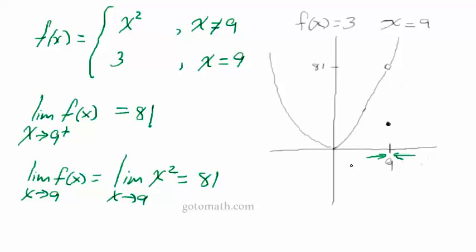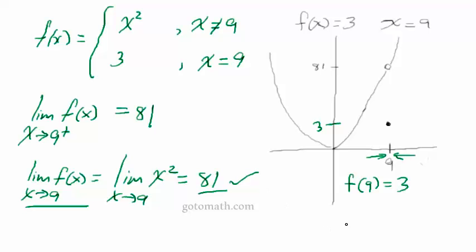Now let's talk about continuity quickly here. Continuity, first thing we need to test is f of 9, does that exist? And f of 9 does exist. Actually it's 3. F of 9 is 3. Now what about the limit? That was this guy right here. The limit of f of x as x approaches 9, what is it equal to? Well, it's equal to 81.